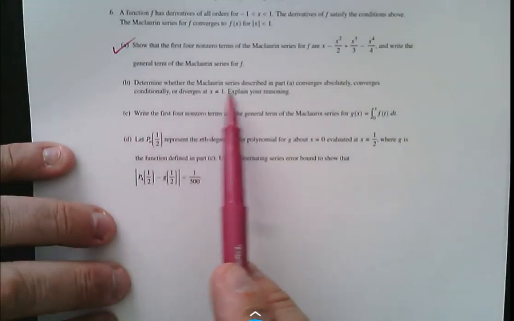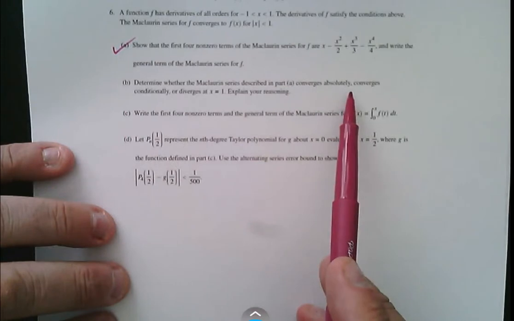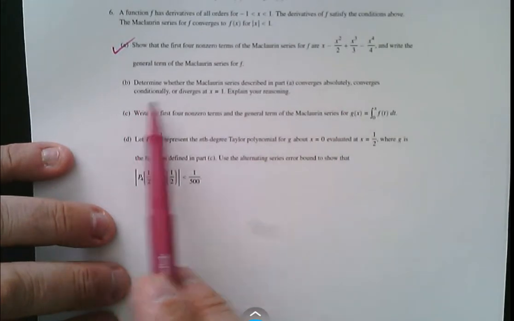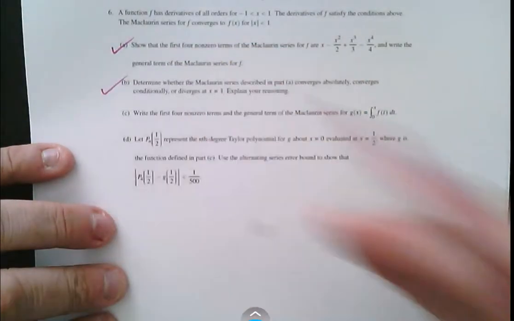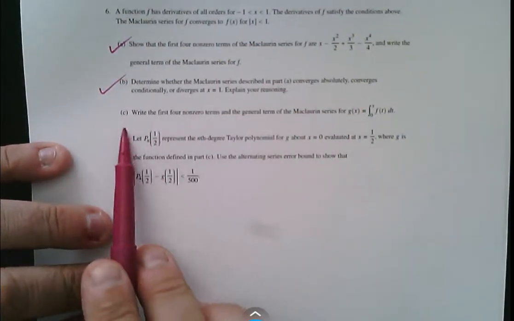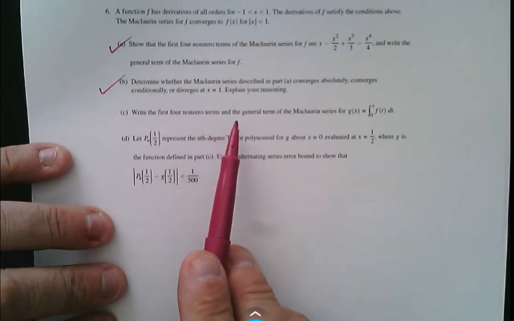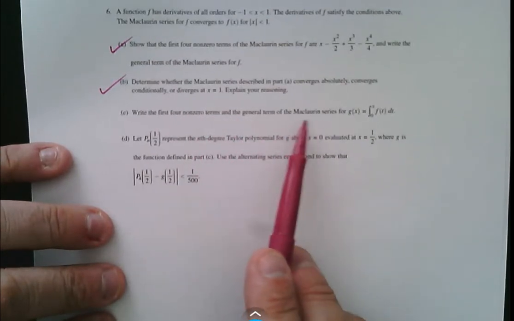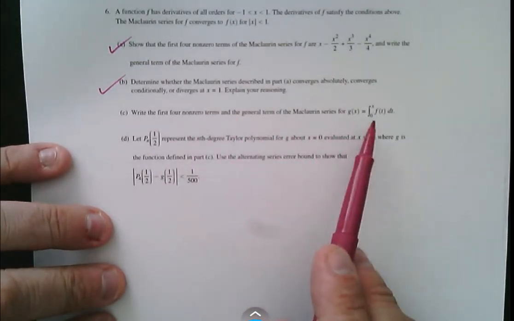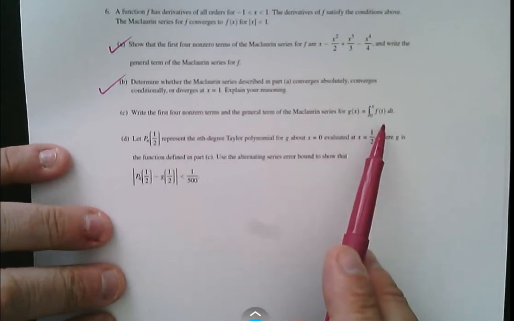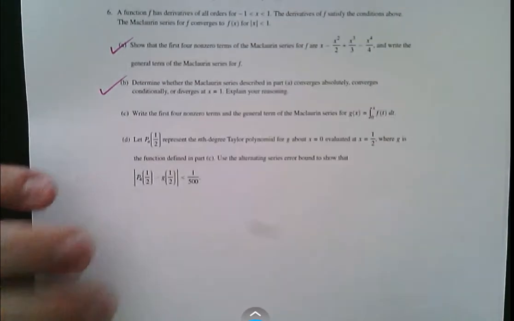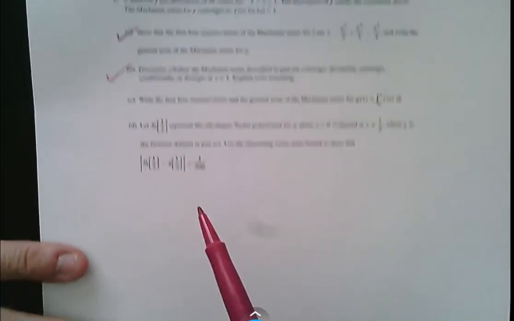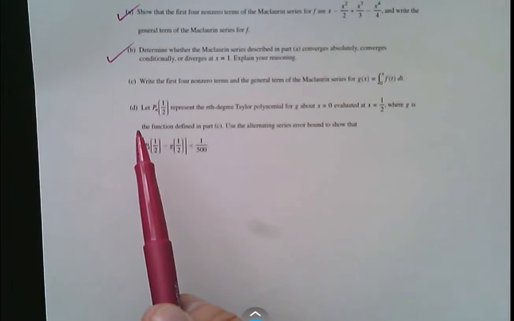B, determine whether the Maclaurin series described in part A converges absolutely, converges conditionally, or diverges. Ooh, fun stuff. Not why we're here. C, write the first 4 non-zero terms and the general term of the Maclaurin series for g, which is the integral from 0 to x of f of t dt. We are going to need that, but I'm just going to give it to you. And then finally, here's why we're here.